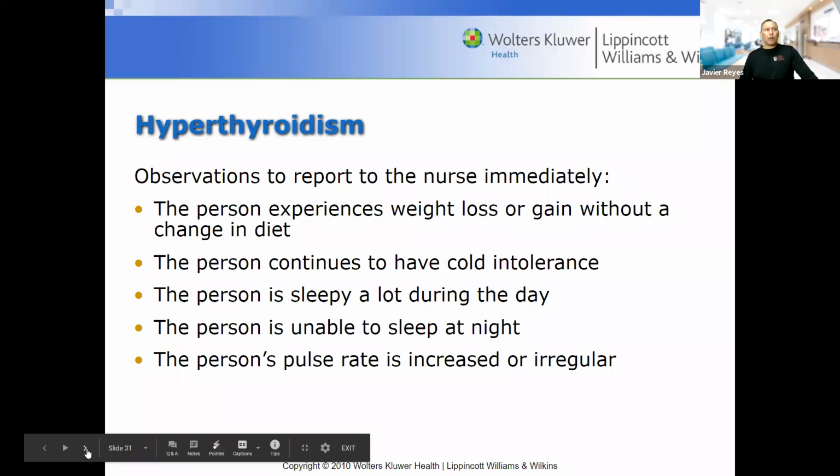Now, when a person is taking thyroid medication, we have to make sure that they don't overdo it, that they don't take too much, because their metabolism goes too fast. Now they start losing weight, they become very irritable, they don't like cold weather, they sleep a lot, or their heart rate goes up. Some people have natural hyperthyroidism, which is called Graves' disease.